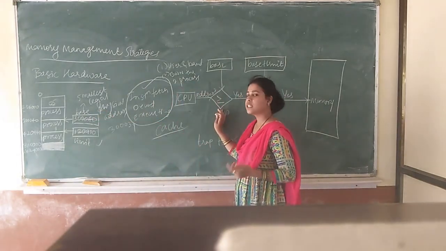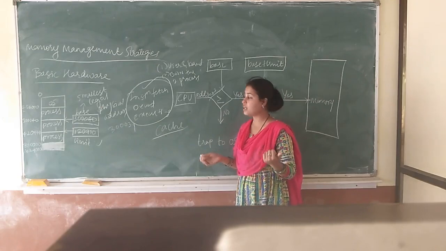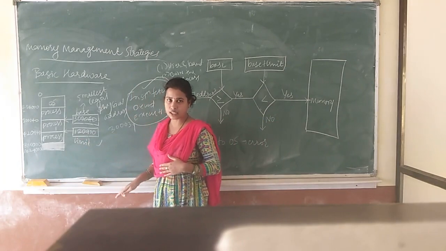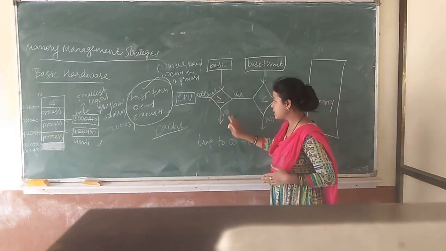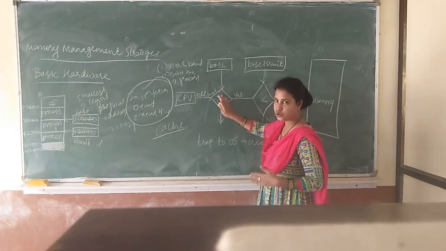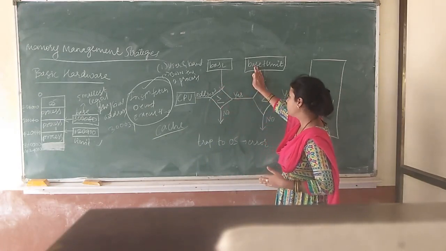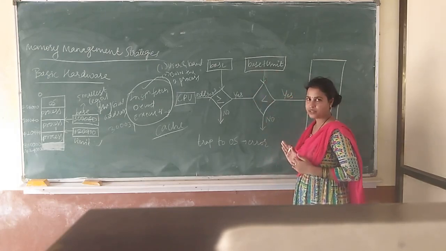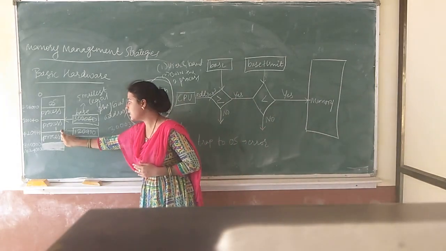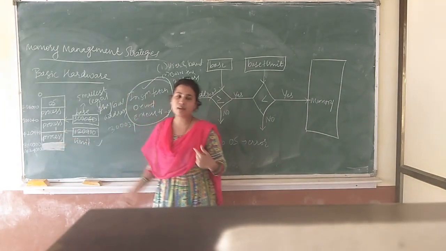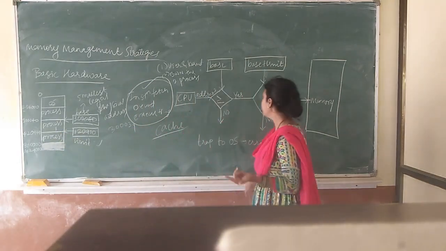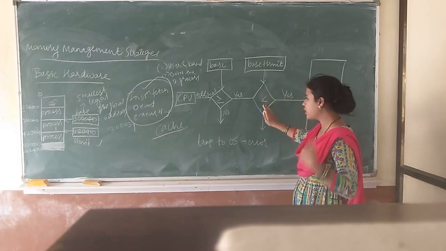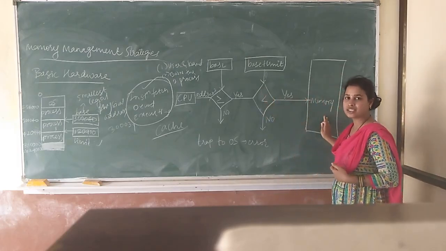After this, is the protection given? No. We have to check whether the address is not exceeding the limit. It should not exceed the limit. So if the first condition is true, then we check whether the address is less than the base plus limit. If I give an address beyond this process, again it will be an error. So we are checking whether the address is less than the base plus limit. If the condition is true, then we give the access to the memory.